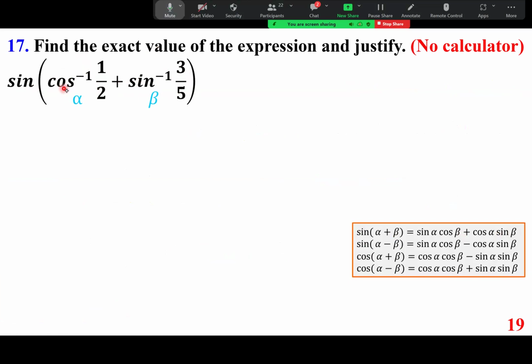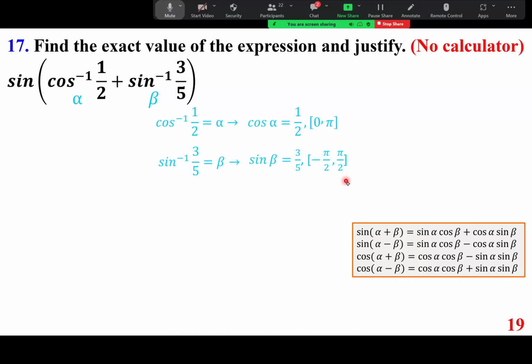When we set this equal to alpha, it means cosine alpha is 1/2. And it's between 0 and pi, remember, because of the restriction on the inverse function for cosine. We are talking about the first and second quadrant. This one is equal to beta by definition of inverse function. Sine beta must be 3 over 5, and it's in the fourth and first quadrant, from minus pi over 2 to pi over 2.